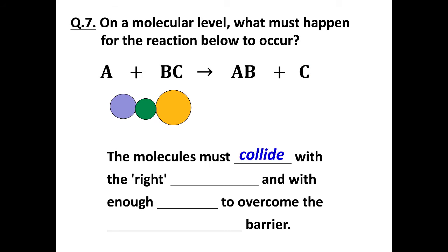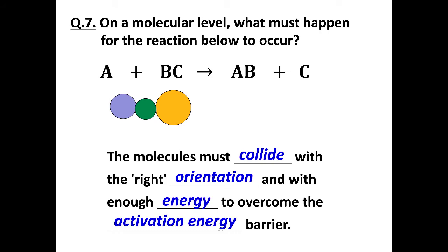They have to collide, and it turns out they actually have to collide with the right orientation. So if A plus BC makes AB and C, we actually have to get A and B physically hitting each other. If the A hits the C, that's not going to make A and B bond together. A has to hit B to make A and B bond together. So they have to collide. They have to collide with the right orientation, and they have to hit hard enough. They have to hit with enough energy to overcome something called an activation energy barrier.